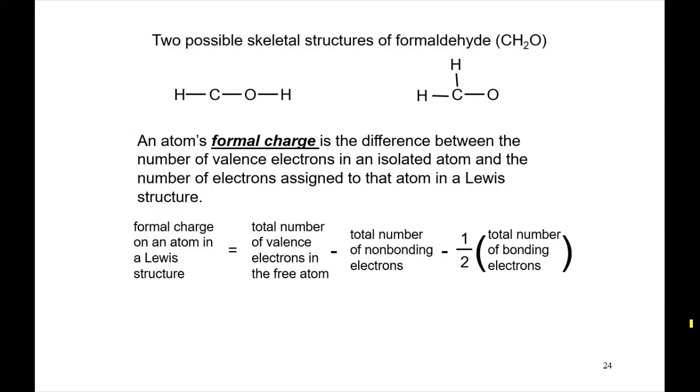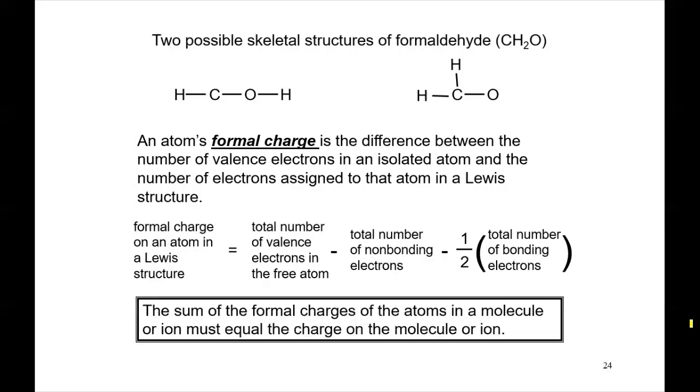Okay, so let's take these proposals here. One more rule before we go on. If you calculate formal charges, when you add all the formal charges of all the atoms in the molecule, they must equal the charge on the molecule or ion. Obviously, if it's a molecule, it should be 0 charge. So if you add up the formal charges, they need to add up to 0. That's very important.